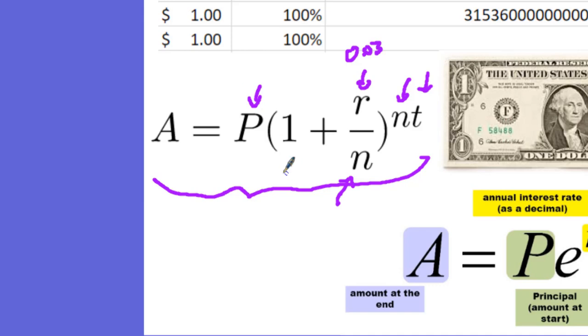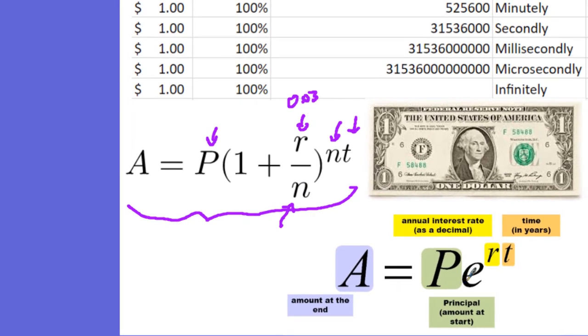But if you're compounding infinitely, this N is an infinite number, and that ends up becoming A equals P e to the RT, and there's your number E that is stuck in the infinite. Now you might say, credit card companies compound daily, which means if you owe the credit card company something every single day, you're getting more and more interest, and they're making more and more money.